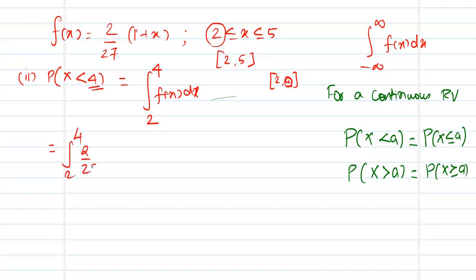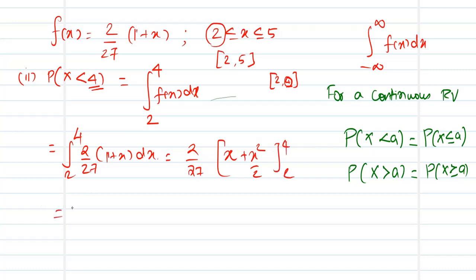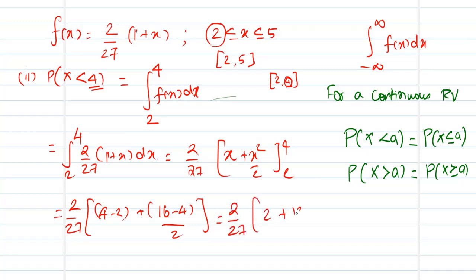The function is 2 by 27 times 1 plus x dx. So 2 by 27 can be taken outside. 1 dx on integration gives you x. And x dx on integration is x square by 2. Upper limit minus lower limit, 4 to 2. So this gives me 2 by 27 times of 4 minus 2 plus 4 square is 16 minus 2 square is 4, by 2. So this gives me 2 by 27 times 2 plus 12 by 2. So this is 6, it goes 8. 8 2s are 16. So the final answer is 16 by 27.